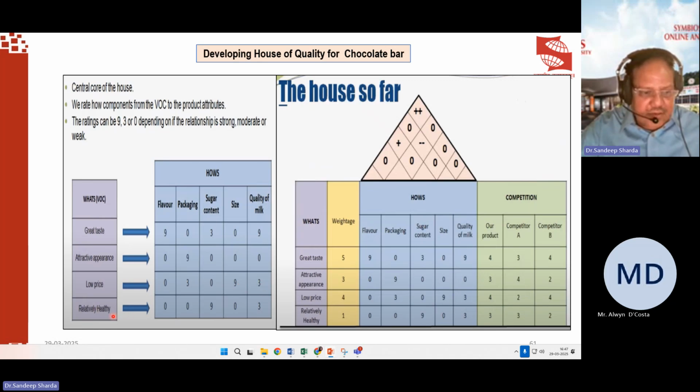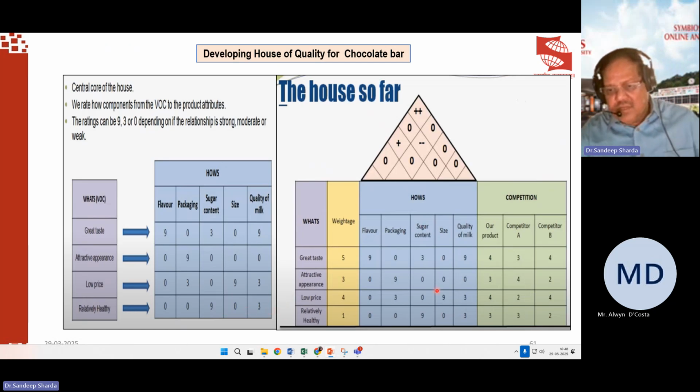relevant. And relatively the healthier as far as the flavor is concerned, packaging is concerned, sugar content is concerned, size is concerned, quality of milk is concerned. So based on that, we are going to develop the matrices. Now, as far as the house is concerned, we are going to go with the flavor with the packaging. So there is no relation. So we are going to put 0.